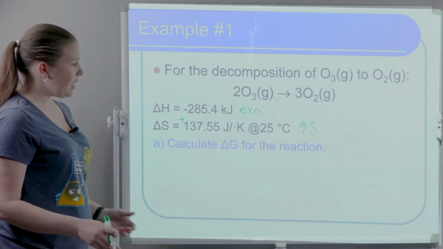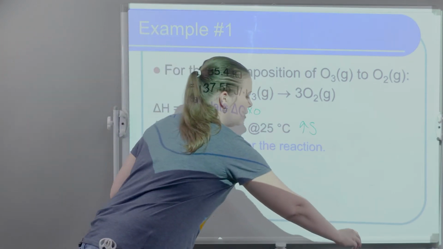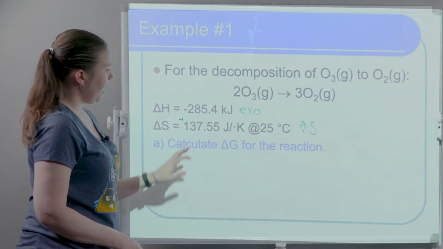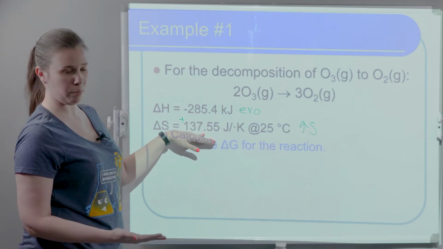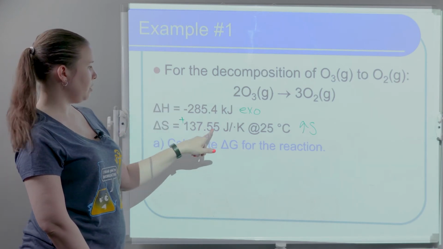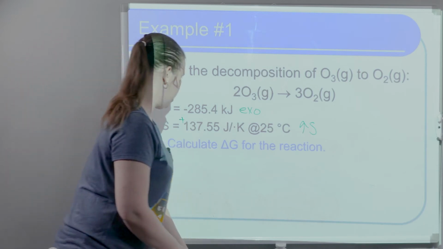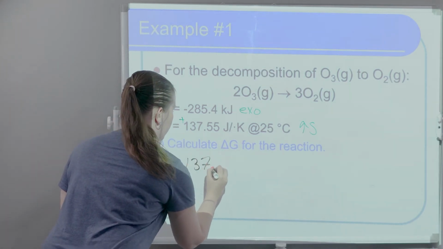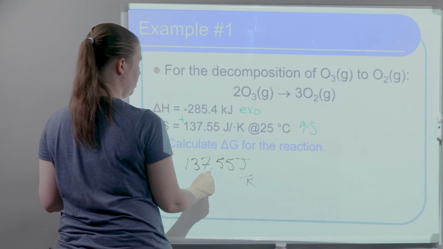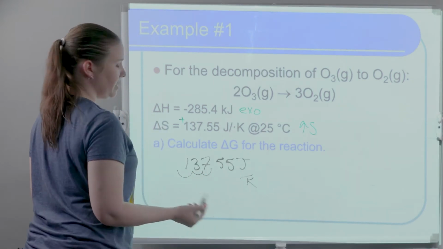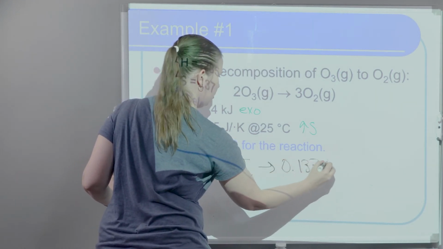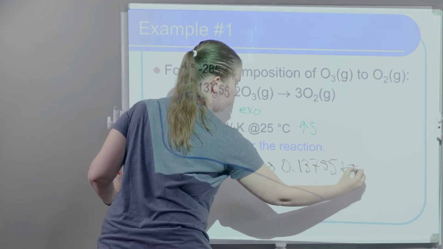Let's actually practice using the formula though, using that delta G equals the change in enthalpy minus the temperature times the delta S. The catch is we have joules in one component and kilojoules in another component. Delta G is typically measured in kilojoules, so I'm going to convert my joules to kilojoules first. So that's going to be 137.55 joules per Kelvin. And if I want kilojoules, then I'm going to make that number smaller by 3. It basically is dividing by 1,000. And so that's going to become 0.13755 kilojoules per Kelvin.